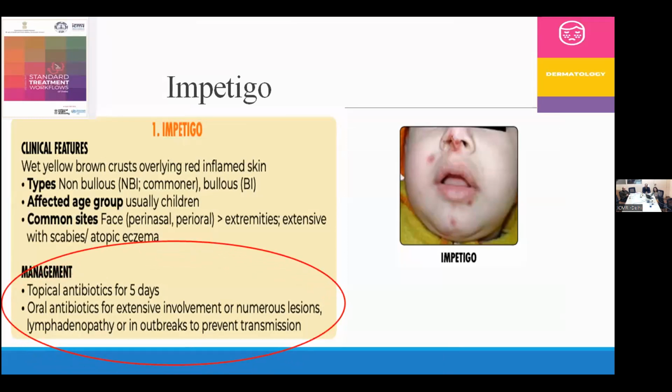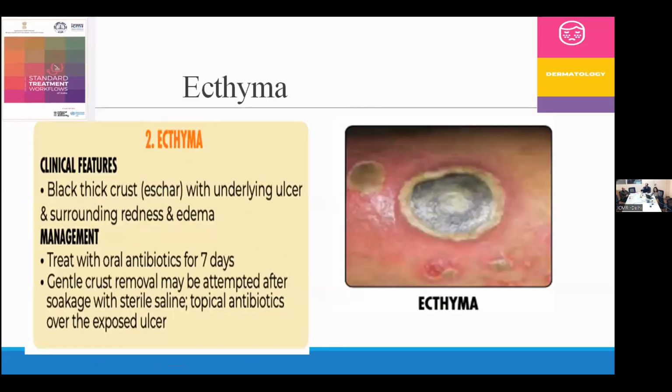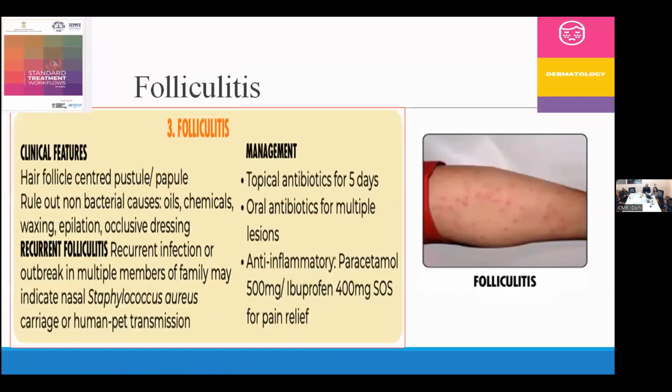Also, we have a lot of antibiotic abuse. I'm sure ICMR is also now focusing on antimicrobial resistance prevention. So all do not require oral antibiotics. So emphasize where to use oral antibiotics: for extensive involvement, numerous lesions, lymphadenopathy, or in outbreaks to prevent transmission. Similarly, a simple message for ecthyma. This requires oral antibiotics. That clarity is there, where you should not defer antibiotics and where you should, that should be your first line of therapy.